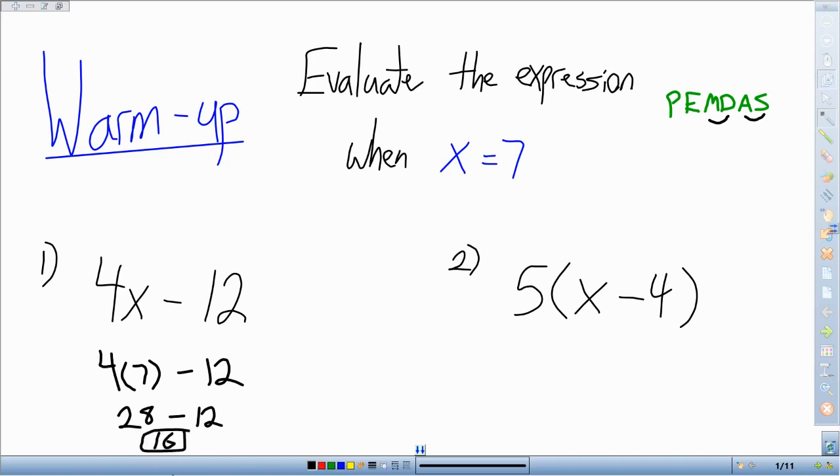Okay, on this other problem, it's kind of the same idea. We're plugging in our 7 for x. So I'm going to rewrite this: 5 times (7 minus 4). Sorry, that kind of looks like a 2.